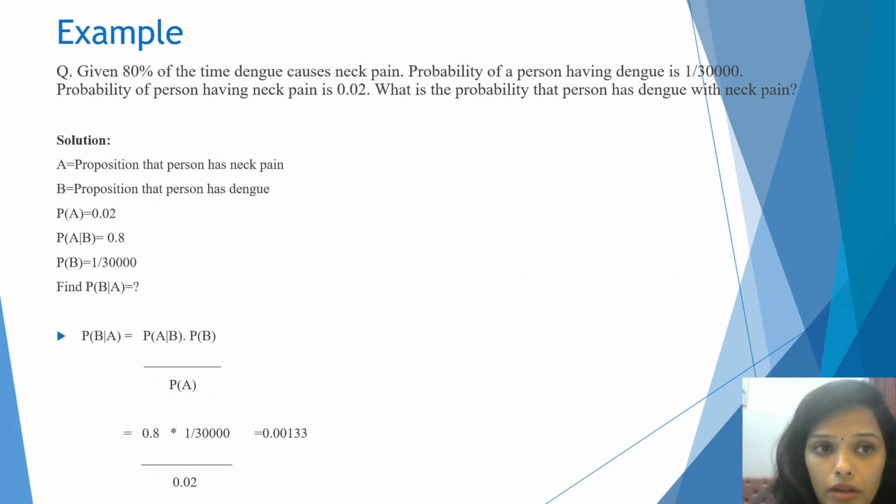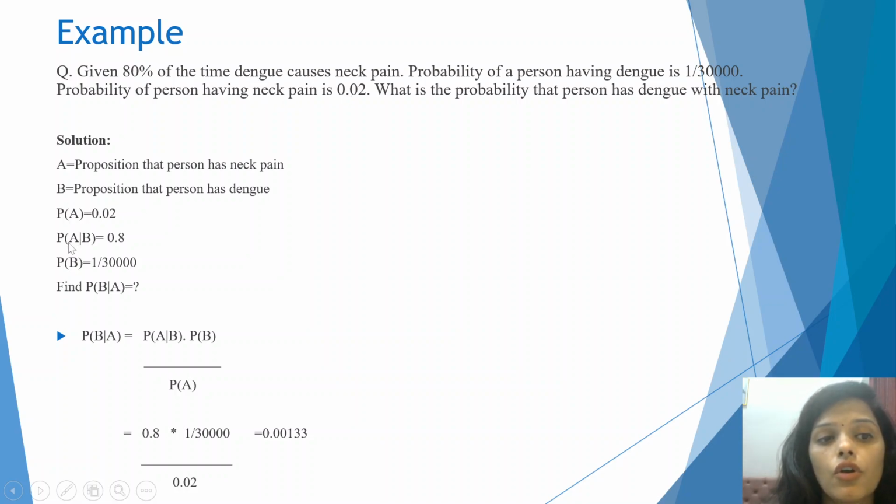So let's consider A as the proposition that a person has neck pain and B as the proposition that a person has dengue. According to the question, we are already given the probability of A, which is 0.02, because the probability of a person having neck pain is 0.02. So P of A equals 0.02. Next, we have P of A given B equal to 0.8. This comes from the fact that 80% of the time dengue causes neck pain.